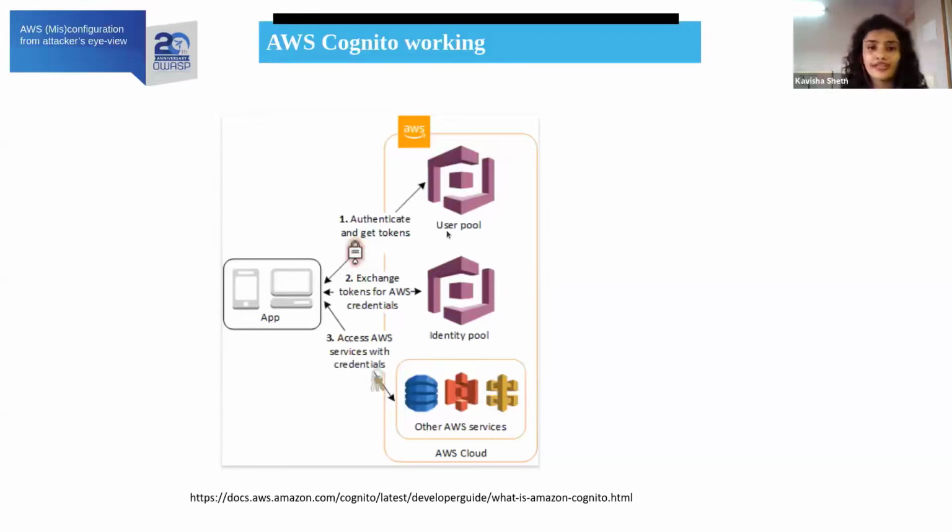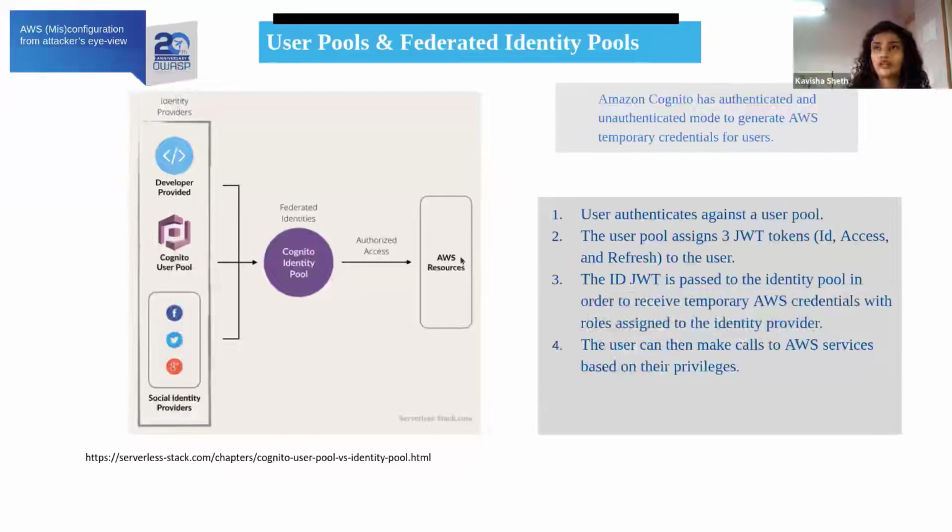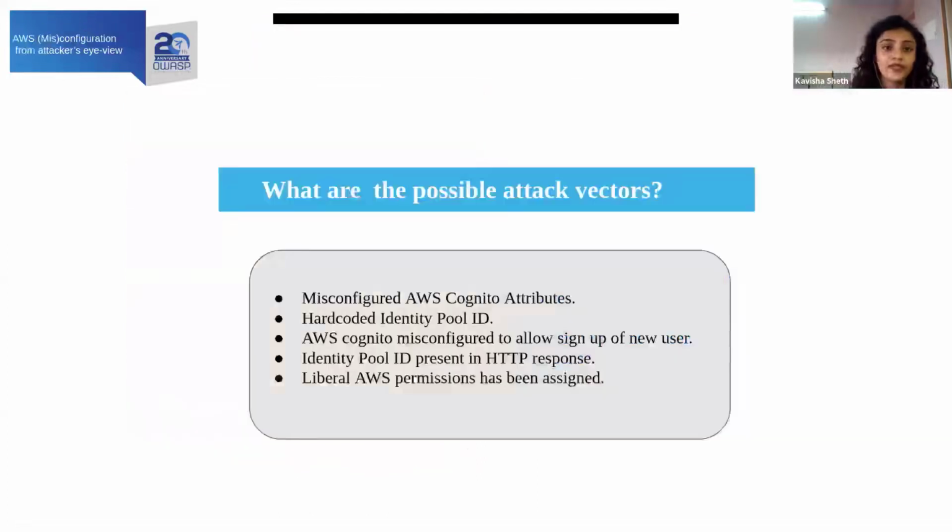Now you must be wondering, okay, we know this, so what are the possible misconfigurations? To discuss that, I just summarized how Cognito works and how the user pool looks on the sign up page. But keep this key point in mind: Amazon Cognito has authenticated and unauthenticated modes to generate AWS credentials for a user. Don't worry, I will discuss how this can be helpful to us.